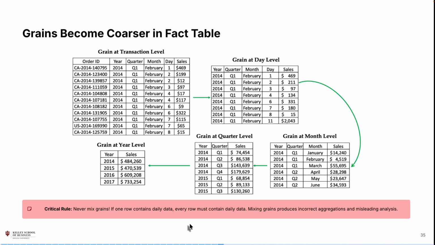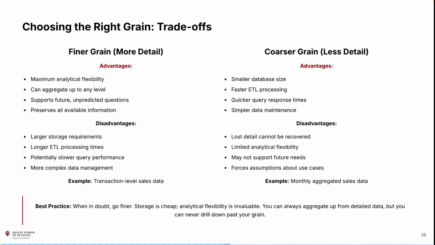So choosing the right grain is important. And this often is the hardest design choice. A finer grain, which includes transaction level detail, offers maximum analytical flexibility. You can aggregate up to any level and support future unpredicted questions. The disadvantage here is much larger storage and also much longer processing times. A coarser grain, for example, monthly aggregated data, is smaller and much faster, but the disadvantage is that you're going to lose detail that cannot be recovered, and this will limit your future flexibility.